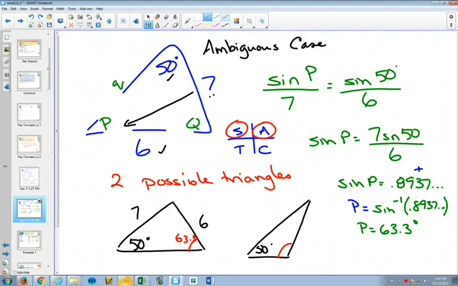If I found the one in quadrant 2, again, you imagine an angle in quadrant 2 has 63.3 degrees as its reference angle. What is this angle that's going to be left? 116.7? So that's going to be this one, 116.7 degrees. Okay?